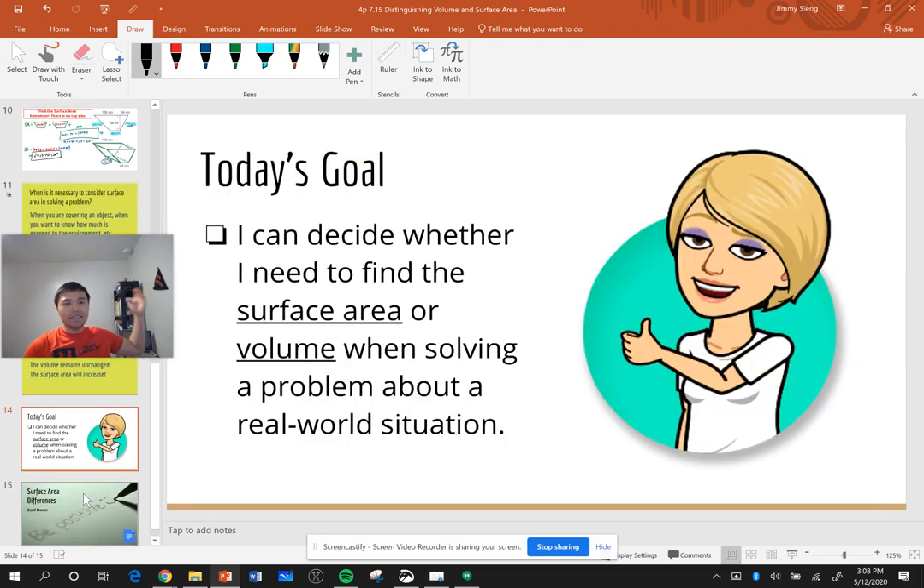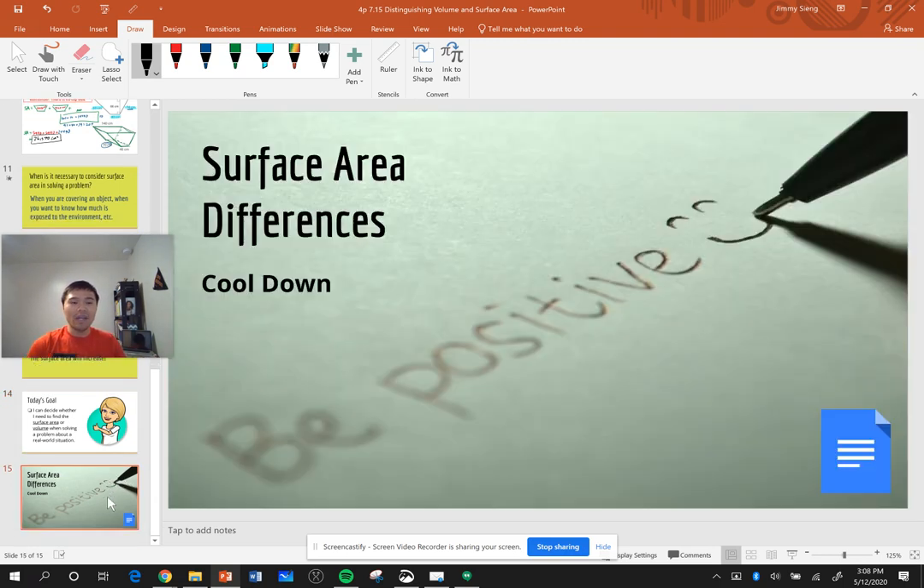And that's it for the lesson, really. So today you were able to decide whether to use the surface area or volume, and understand those concepts. Go ahead and answer the question below. That's kind of the cool down question about surface area differences.